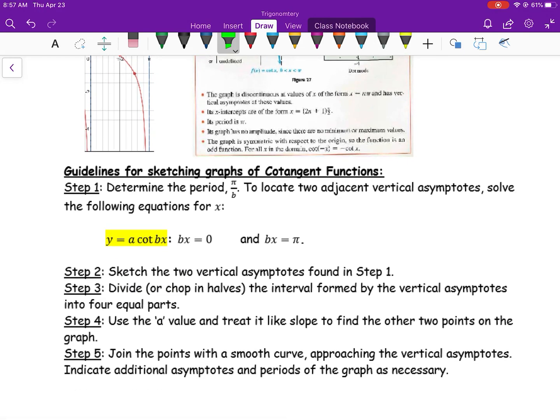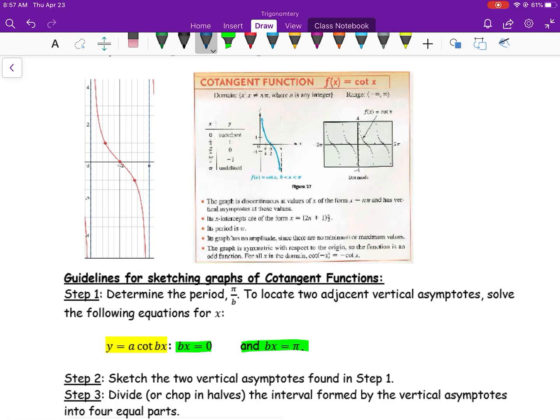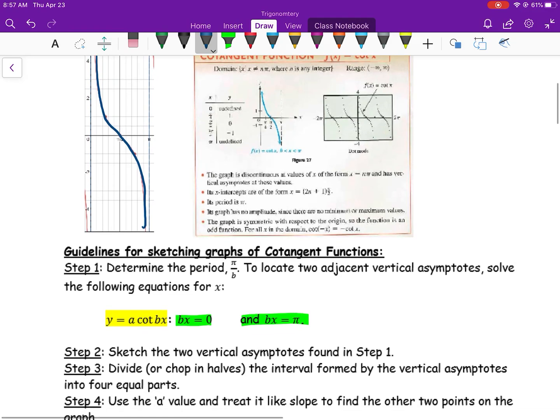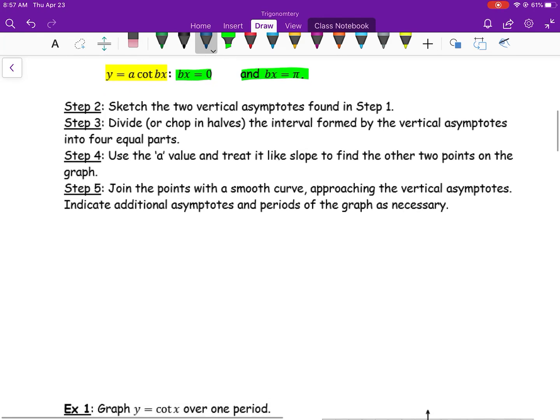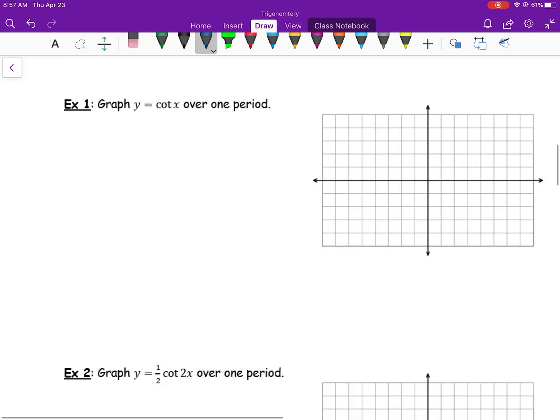All right, so not much different, just our vertical asymptotes are a different formula, and the graph decreases from left to right. It's almost like a reflection over the y-axis type of looking graph. Okay, so same things. We're going to do our vertical asymptotes. We're going to chop it. We're going to use the a value like slope.